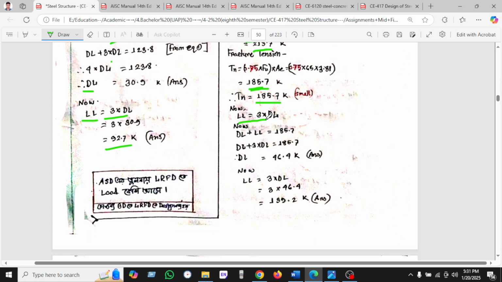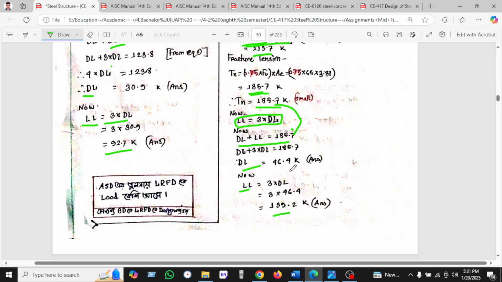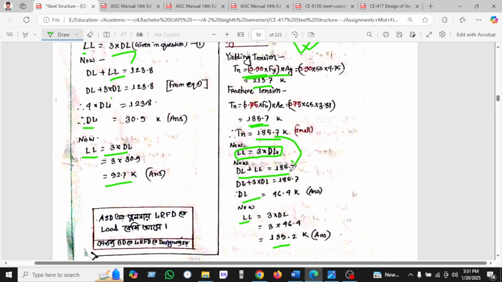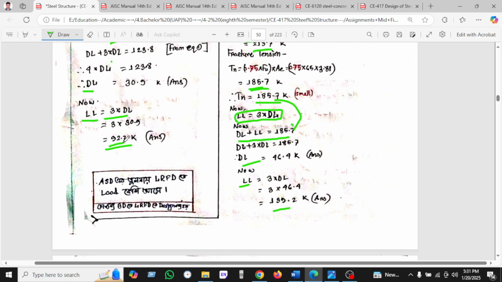Then, for the remaining, dead load equals 3 times the live load, and we know the dead load plus live load is found 175. In this way we found the dead load and live load; we have taken 397. So if we clarify that, in the ASD method we have found the live load is 92.7.